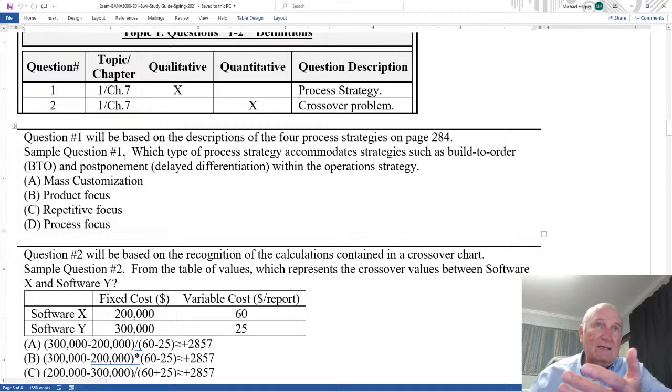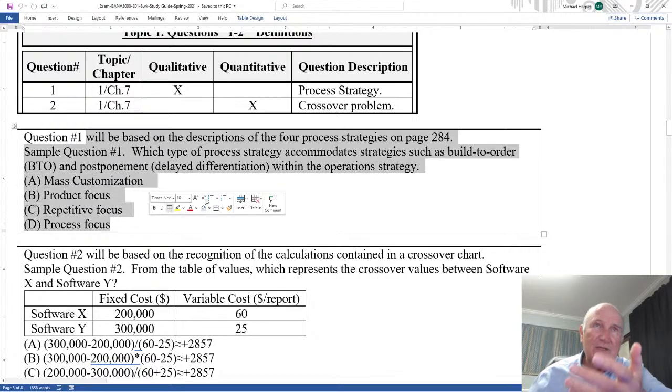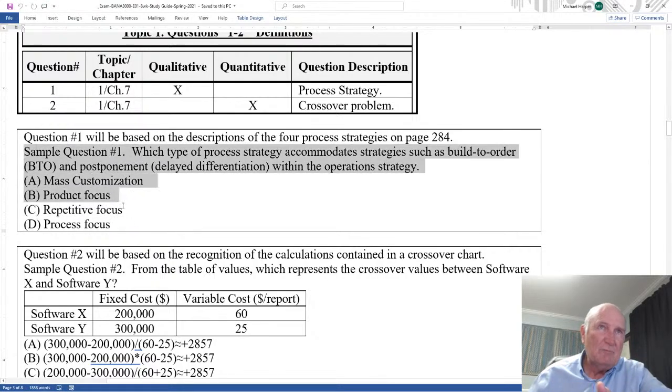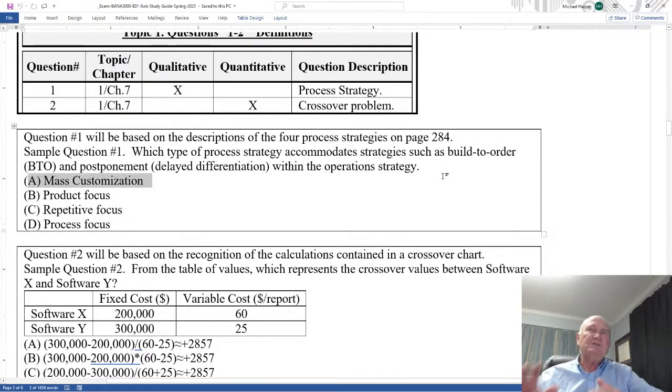So this is exactly the type of question. This is not question 1, but this is the kind of question I will ask. It'll be in this area. So you see what I mean? A is the answer to each one of these sample questions, but the actual question is not exactly this way. The wording is different, but it will be about process strategies. And I'll describe them, and then I'll ask which one it is.